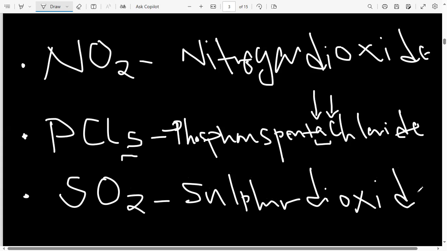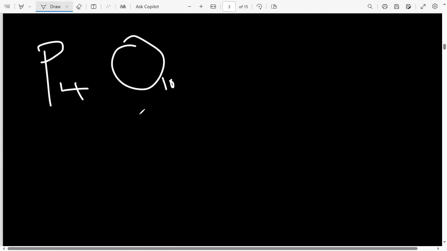Okay, Makashukira, let me give you something that is a bit harder. So now let's name this one. I have P4, and then I have O10. So what is the name of this guy here?